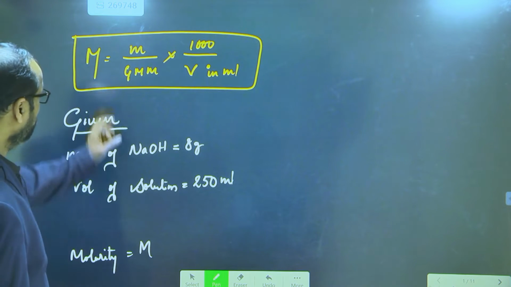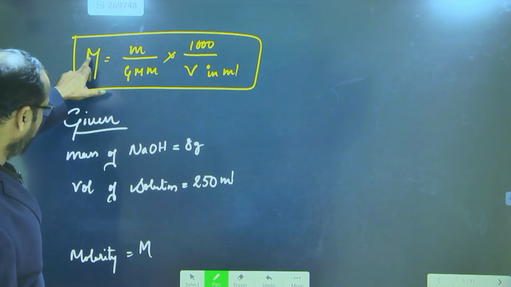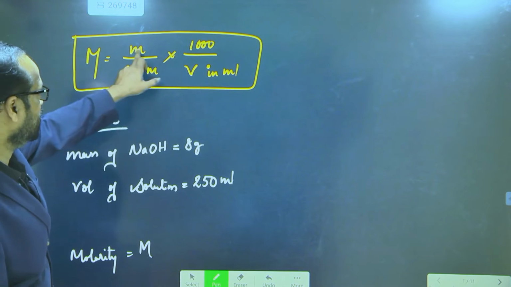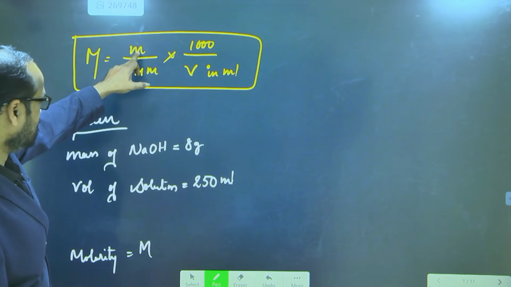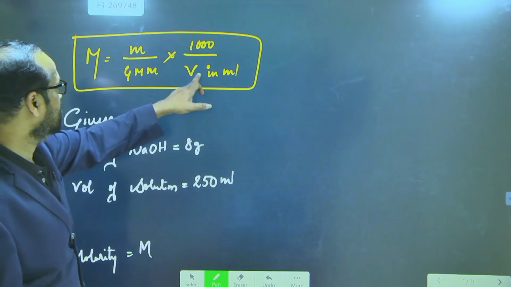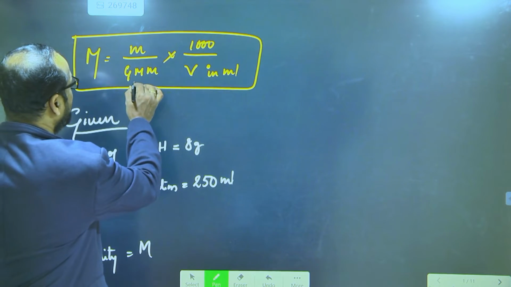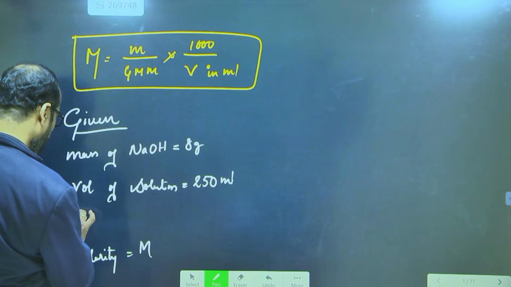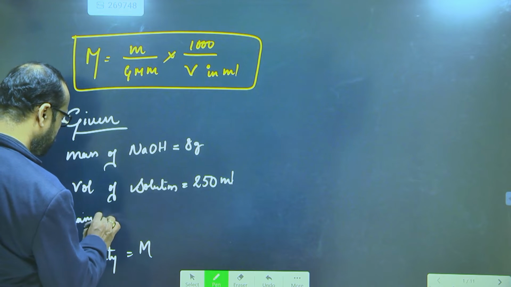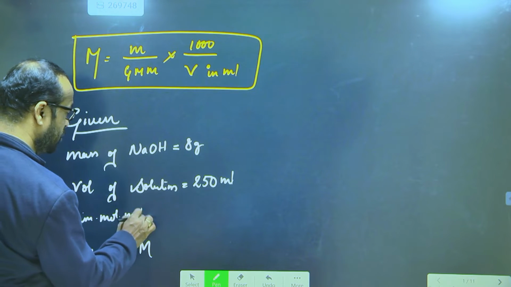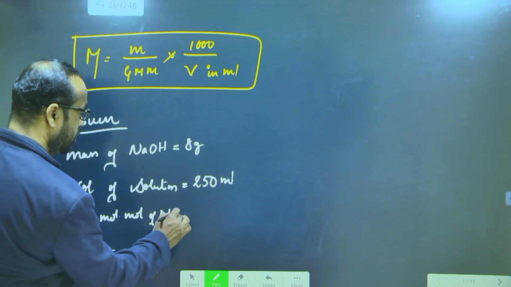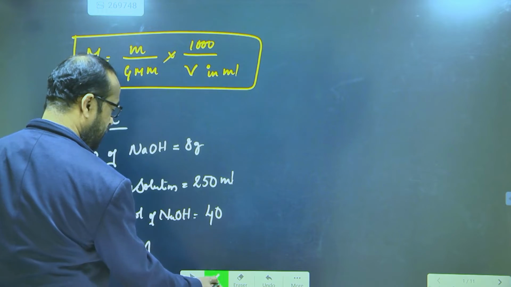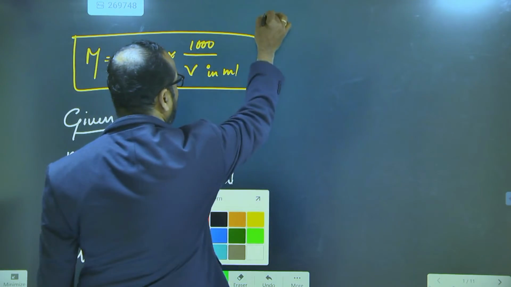Now you see the formula. To find the molarity, capital M, we require three quantities. One is mass, which is given. Second is volume, which is given. But the gram molecular mass is not given. So the gram molecular mass of sodium hydroxide is how much? 40 grams. Very good. Yesterday, in the last class, we discussed this. Now we have all the information.